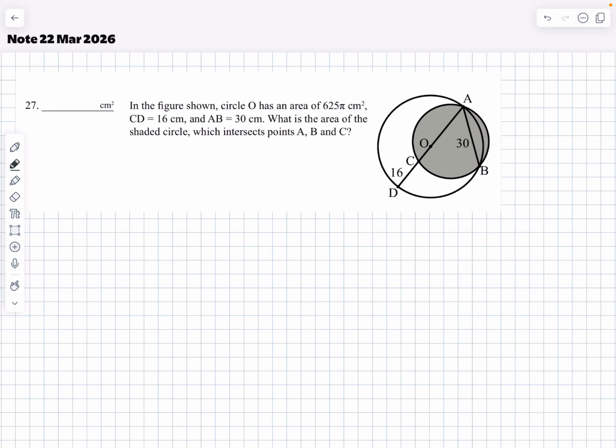In the figure shown, circle O has an area of 625 pi square centimeters, CD is 16 centimeters, and AB is 30 centimeters. What is the area of the shaded circle which intersects points A, B, and C?